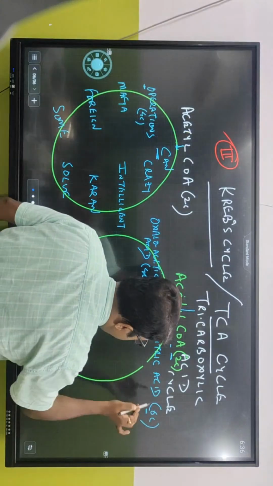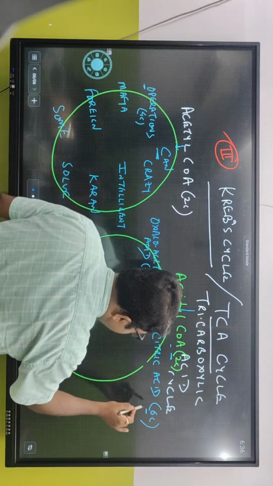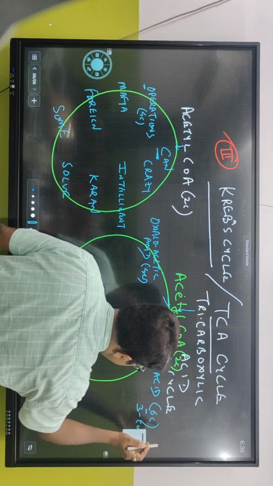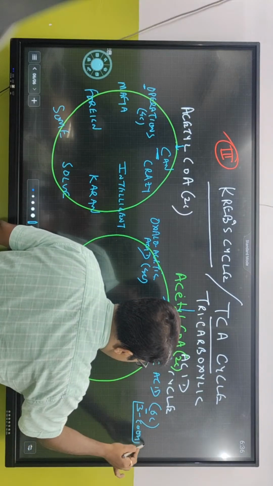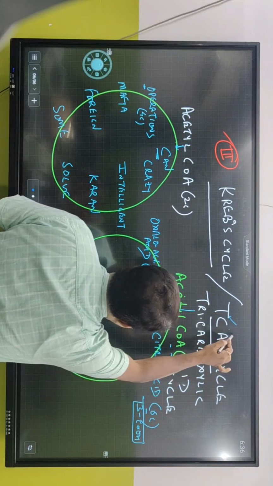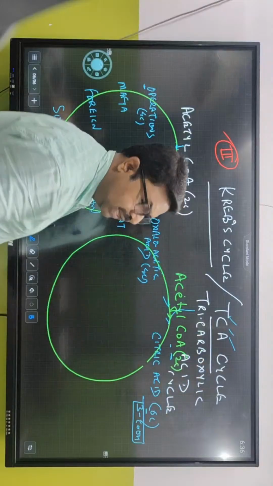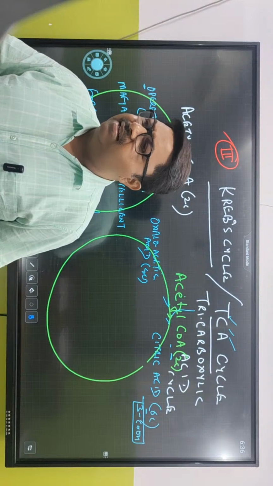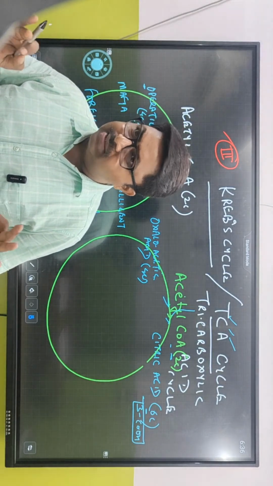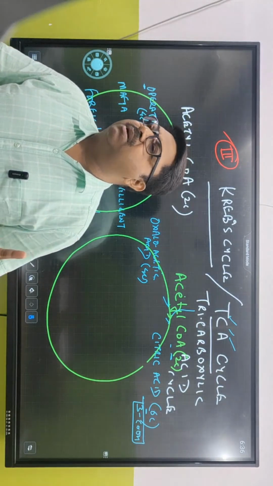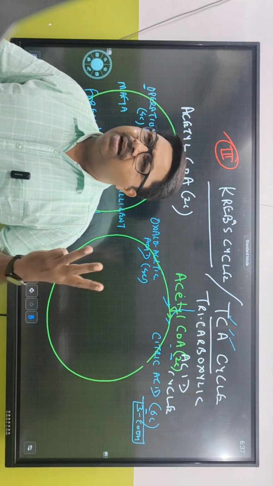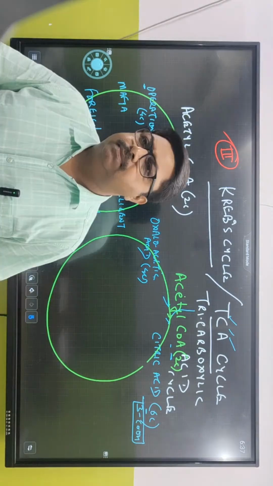And citric acid is the first compound. And citric acid is having 3 carboxylic groups, COOH groups. How many groups? 3 carboxylic groups. And that's why it is called TCA, tricarboxylic acid cycle. So why is Krebs cycle called TCA cycle? Got the answer, I think. Because the first stable compound, which is called citric acid, is having 3 carboxylic groups.